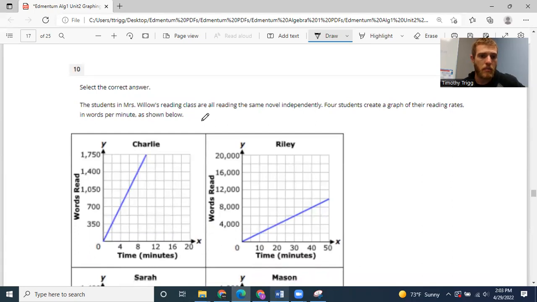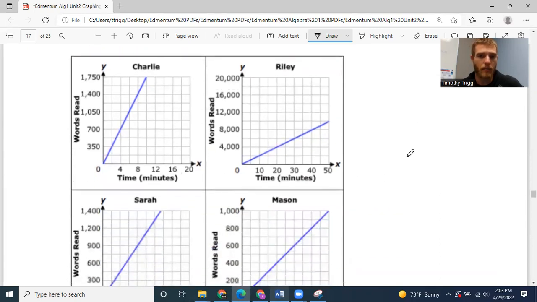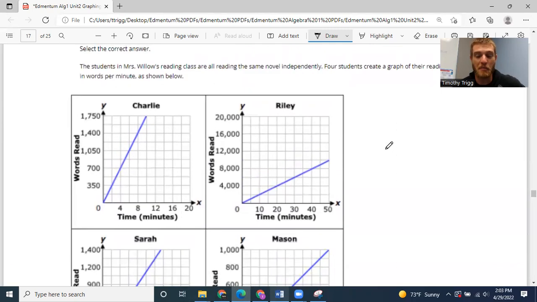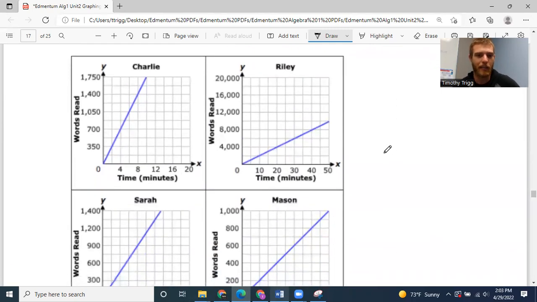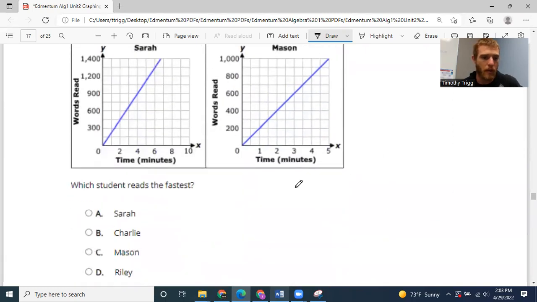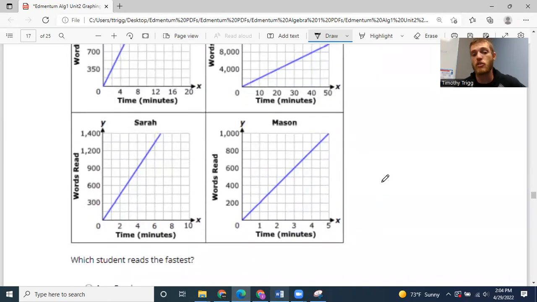The students in Mrs. Willow's reading class are all reading the same novel independently. 4 students create a graph of their reading rates in words per minute as shown below. So we have 4 kids, and for some reason they're calculating the number of words per minute they read. So we got 4 graphs. Which student reads the fastest? So we want to see which student has the greatest slope.